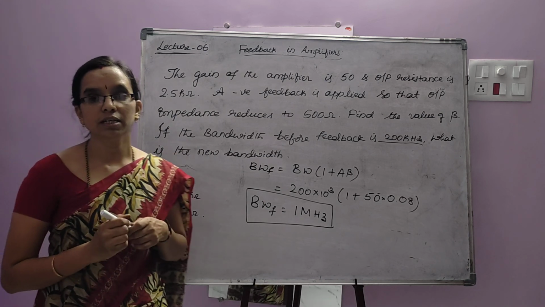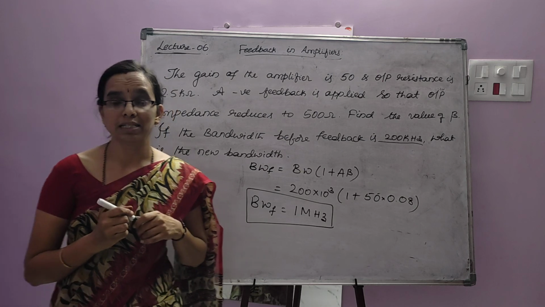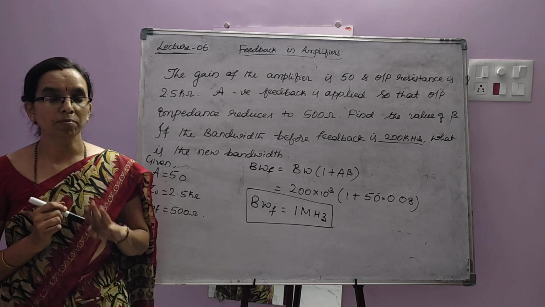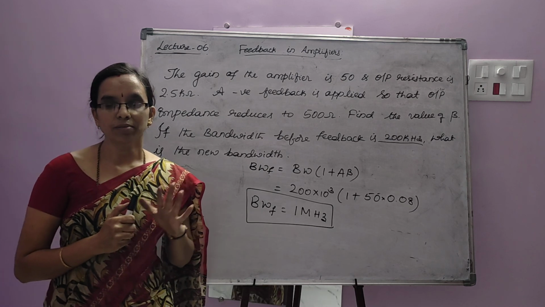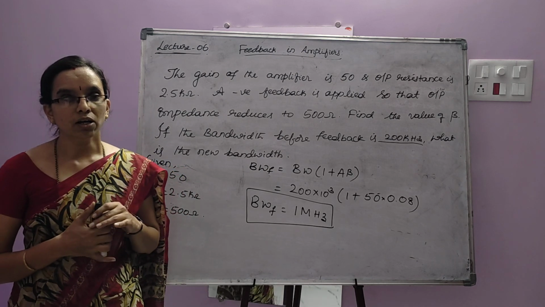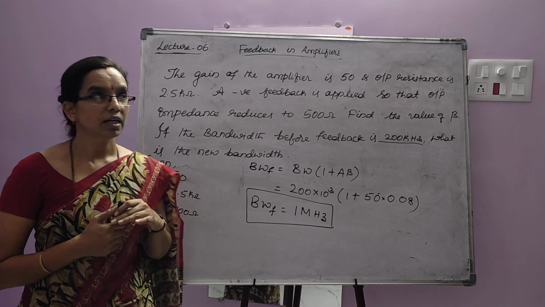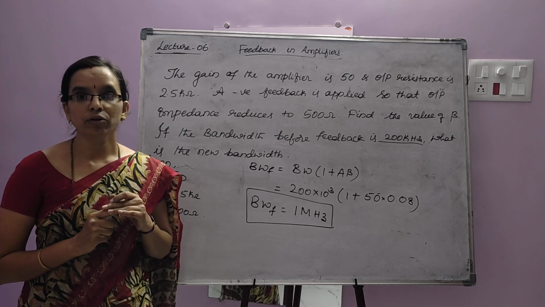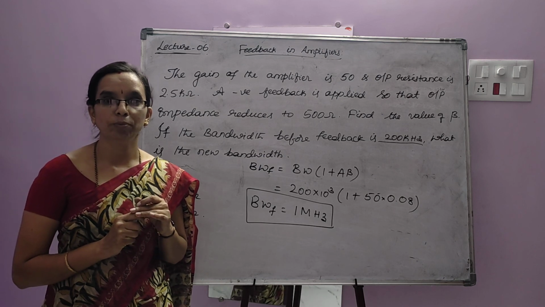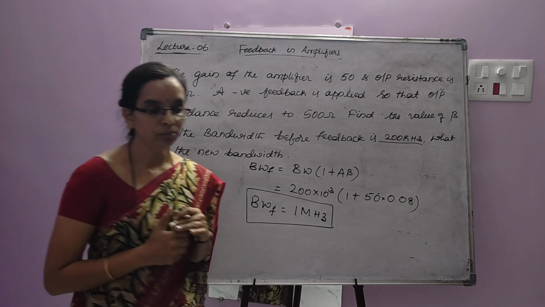All the problems we have solved in this chapter will be asked for 3 marks. It's a compulsory question, and the derivations we have done will be asked for 5 marks. Any doubts, please text me. And this ends the feedback in amplifiers. In the next session we are going to start a new chapter, that is op amp. Okay, thank you.